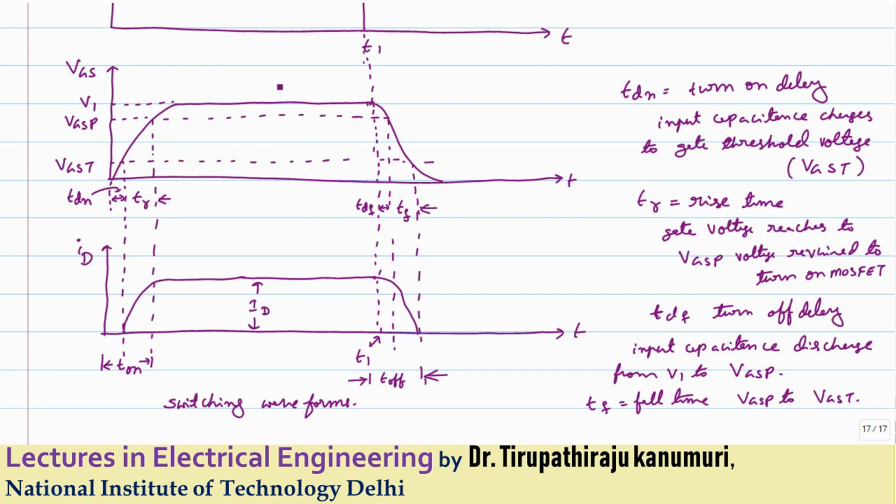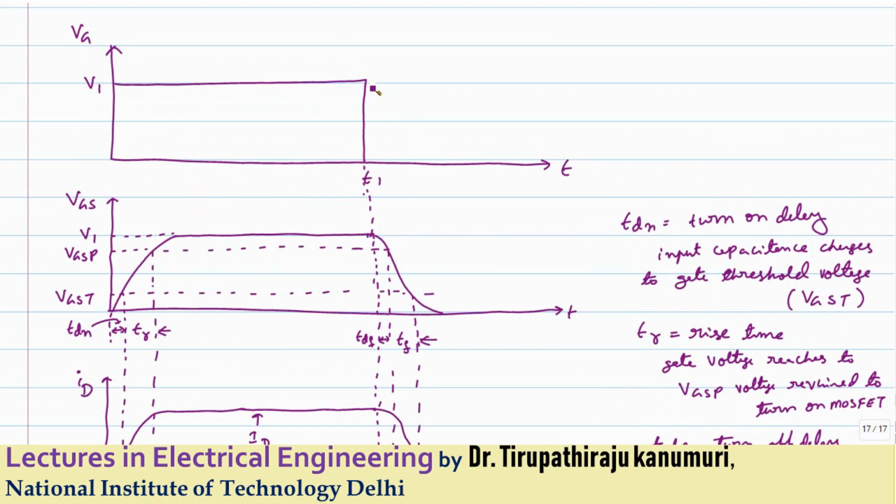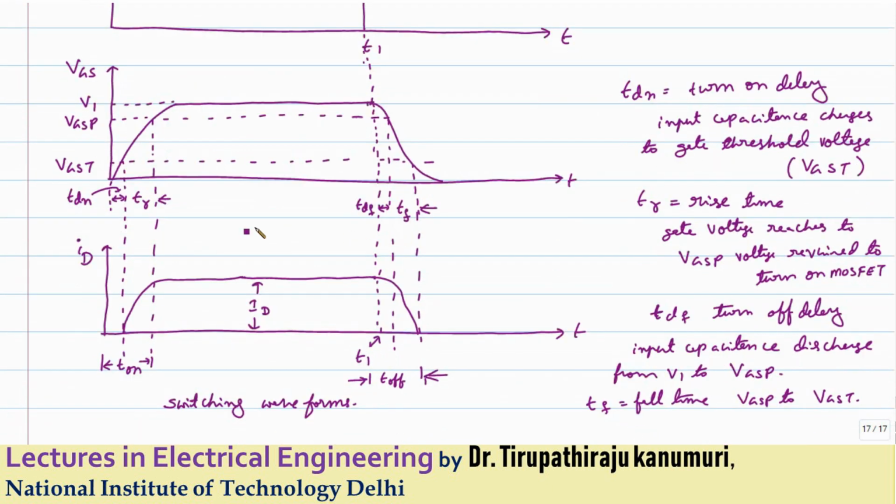Now let us assume at instant t1, I have turned off my gate input. Immediately it cannot turn off. Again the capacitor, as per its time constant, will go on discharging. Until it reaches the VGSP, there is no effect on the current. But once it starts decreasing below this VGSP, the current will go on decaying, and by the time it reaches the threshold value, it will completely discharge and the current becomes 0.